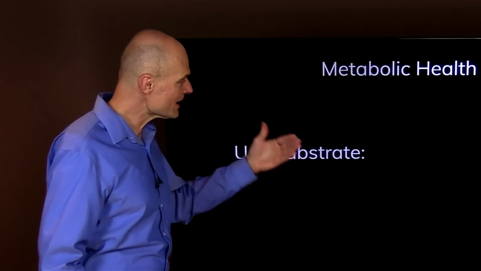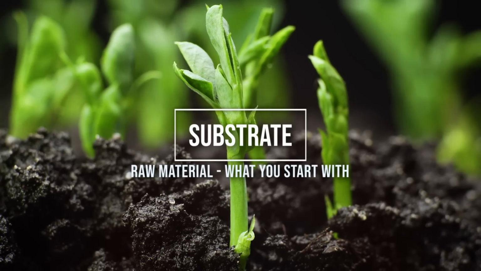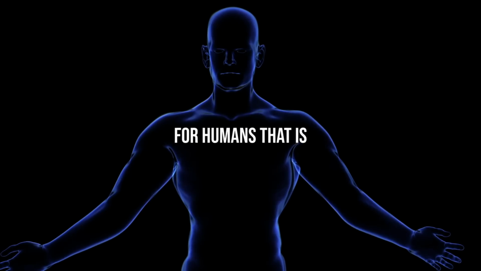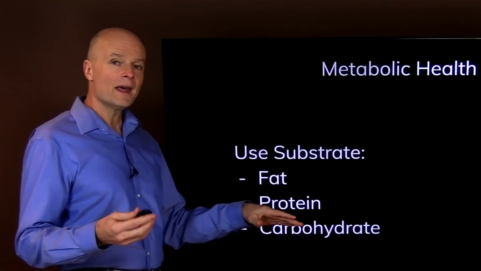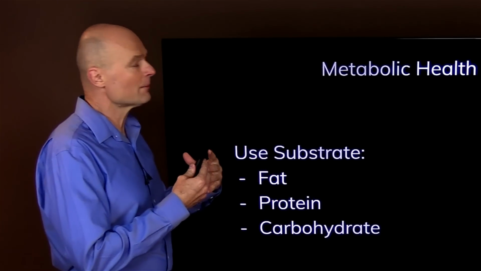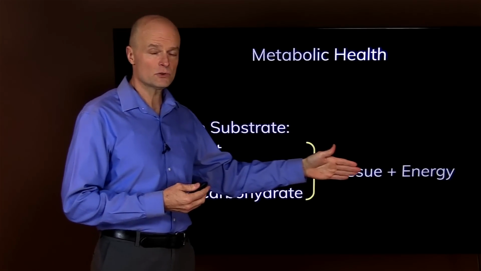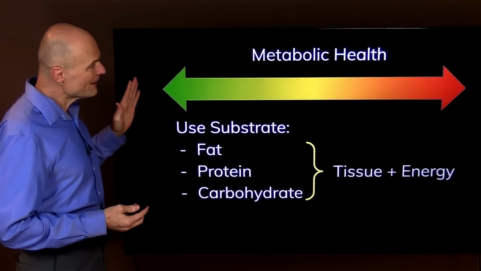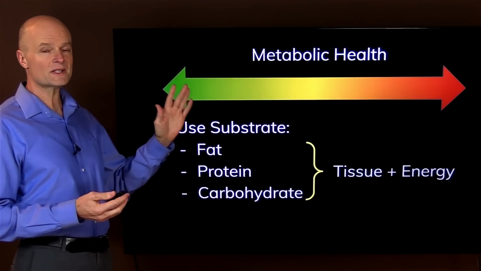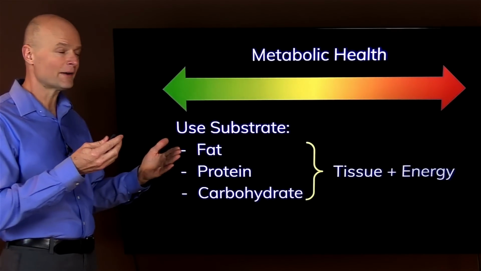Metabolic health is when the body can take a substrate, which means a raw material or the things that you start with. And for most of us, most of the time, that's fat, protein, and carbohydrate. And if we have good metabolic health, then we can take these and turn them into tissue and energy, like we just said. But metabolic health is a continuum. So some bodies can do this really well and some have gotten a little out of balance.